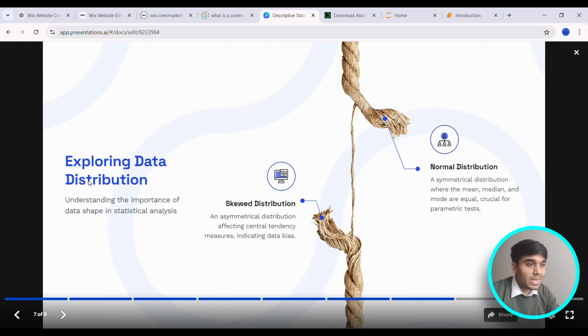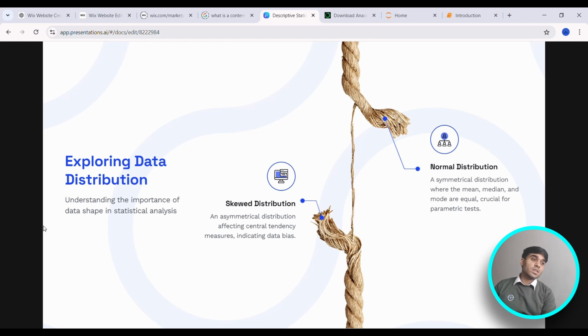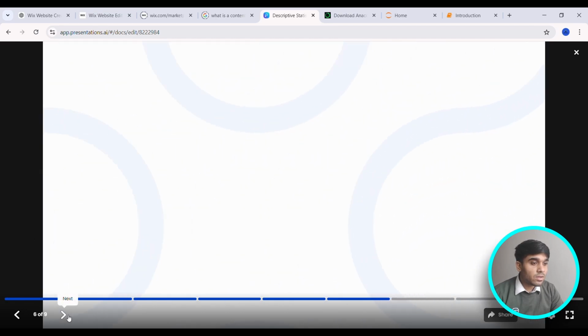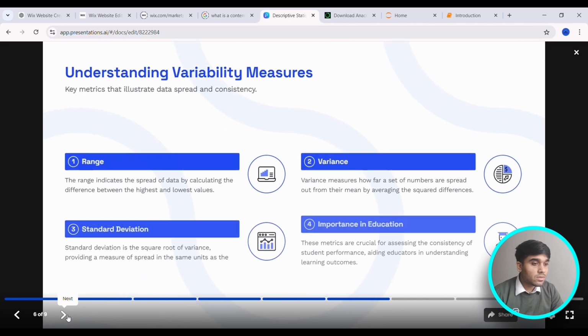So, exploring data distribution. This is something about how bell curves work. If you go over the internet, you will be able to see what exactly I mean by bell curves. Just search for normal distribution and skewed data. So just look at how my mouse is moving right now. Imagine this to be an axis right here, right?